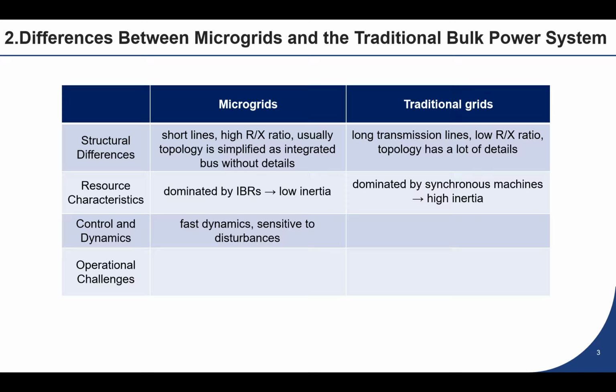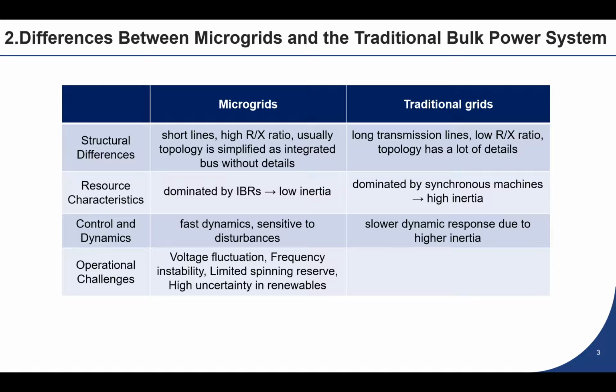Third, let's look at control and dynamics. Microgrids exhibit fast, power-electronics-driven dynamics. Small disturbances can propagate quickly, requiring fast control response. In the bulk power system, the presence of synchronous machines slows down dynamic behavior, making the system inherently more stable.